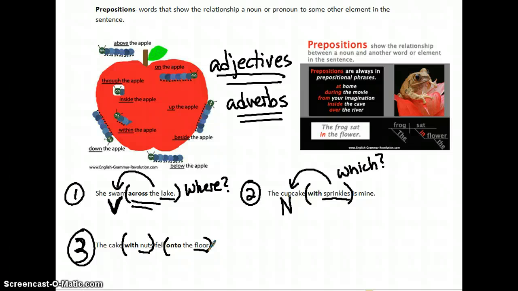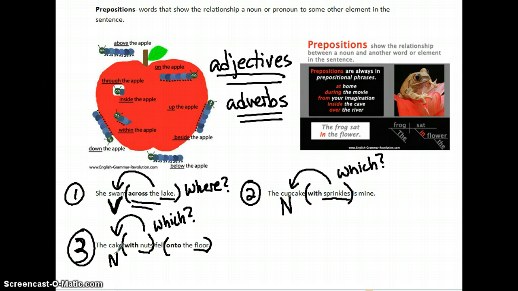To find the answer to that question, we ask ourselves, what does with nuts answer in the sentence? What question does it answer? It answers, just like in number 2, which cake? Which one? Which cake are we talking about? The one with nuts, not the one with sprinkles, not the one with vanilla icing or chocolate icing, the one with nuts. That's which one. So, again, with nuts, because it's modifying or describing cake, is acting like an adjective, because cake is a noun.